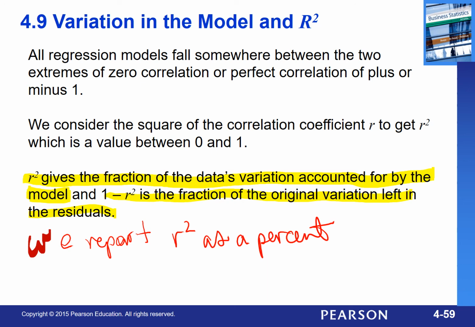So earlier I was drawing all over and scribbling the red stuff out. That was the stuff that was left over. So R squared is the opposite of that. It's the stuff that the model explained, while the residuals are the amount that it wasn't able to explain. AKA 1 minus R squared is the fraction of the original variation left in the residuals, the stuff it wasn't able to explain. Usually when we do this, we report it as a percentage.